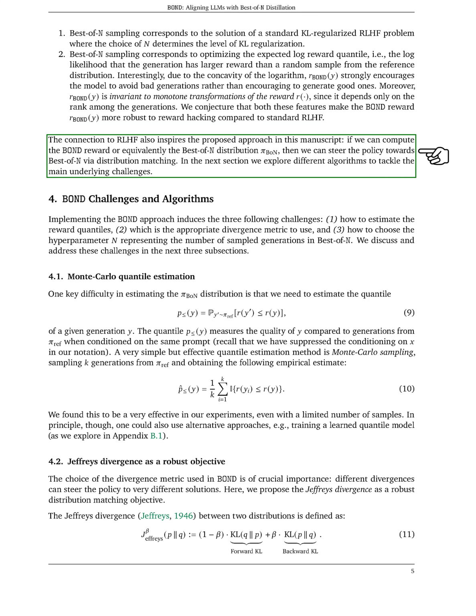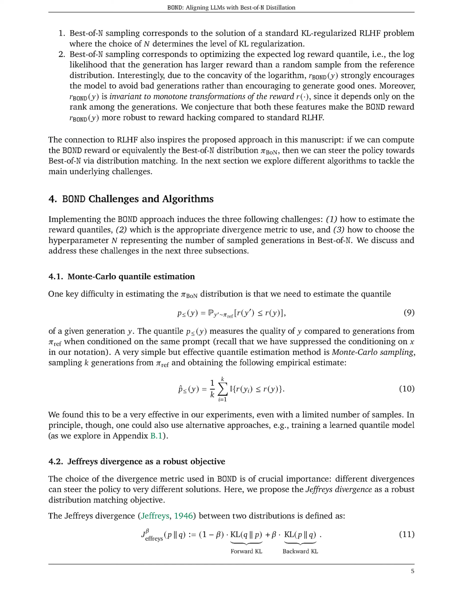The connection to RLHF also informs our proposed approach. If we can calculate the Bond reward or the best of N distribution, we can guide our policy toward the best of N distribution through distribution matching. In the following section, we will investigate various algorithms to address the key challenges we face.